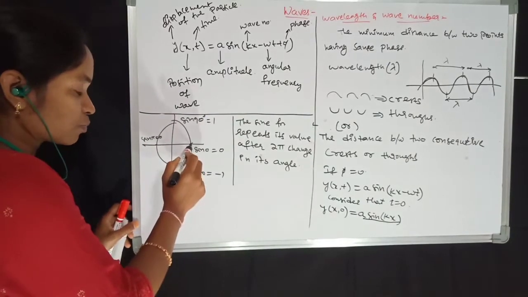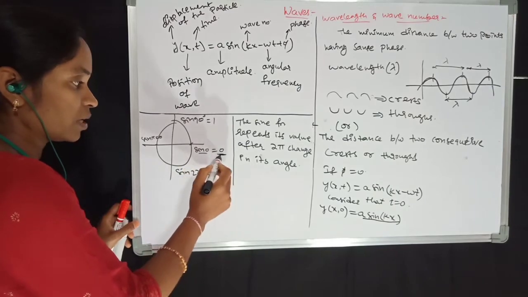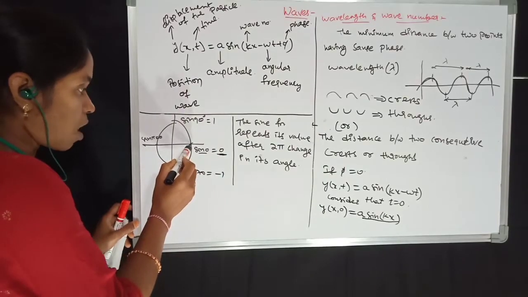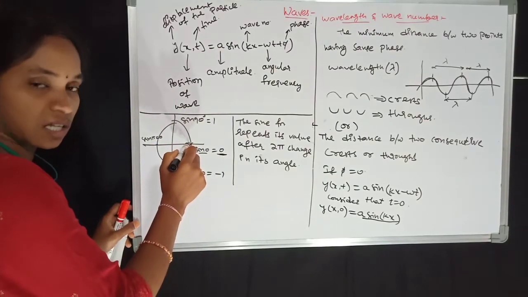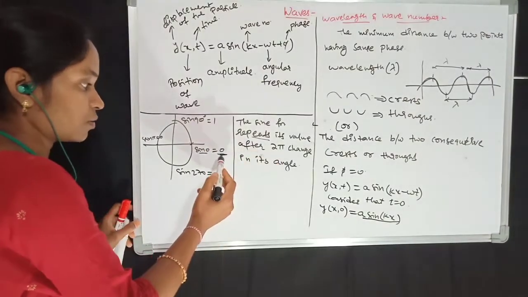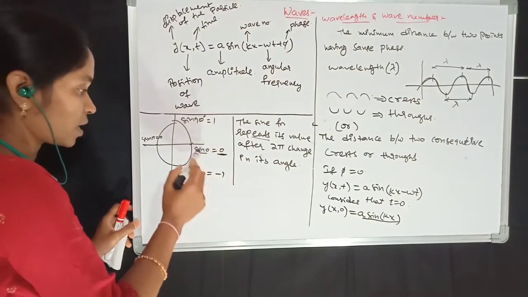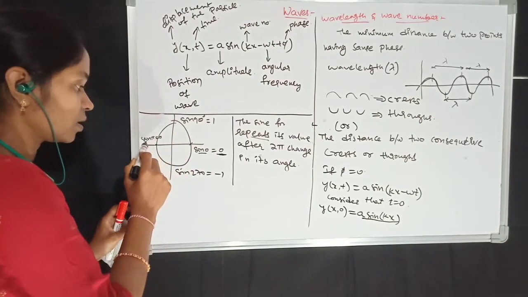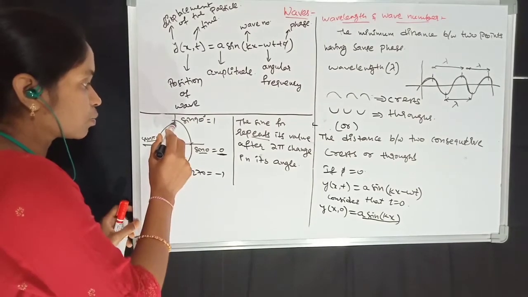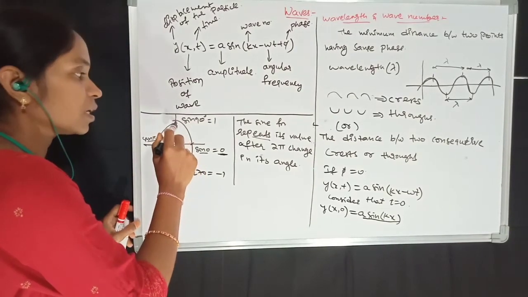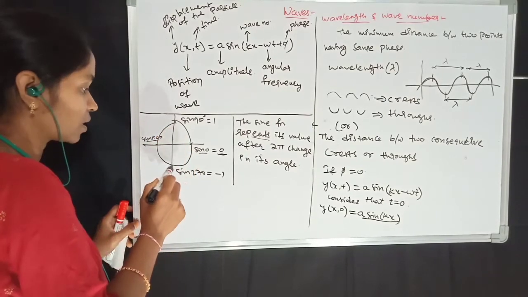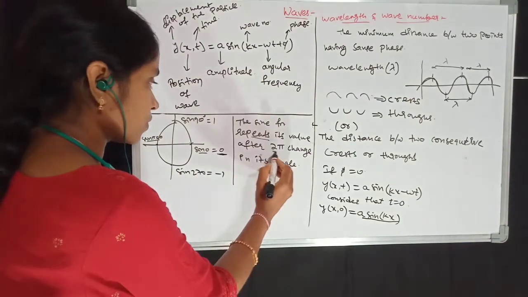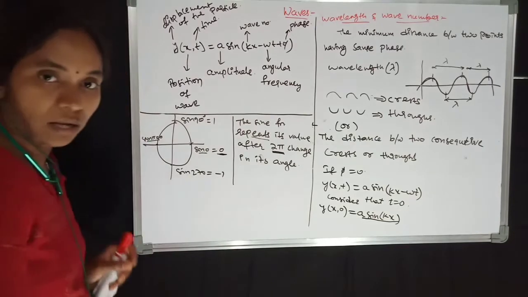So at this point we have 0. Sine 0 will be 0. The value of sine 0 at this point will be 0. So after covering this 360 degrees, the sine function repeats its value. And you just take this point. After covering 360 degrees, it repeats its value. And you also take this point. After covering 180 degrees, it repeats this value. After covering 180 degrees, it repeats its value. Right? And this distance will be 2 pi.